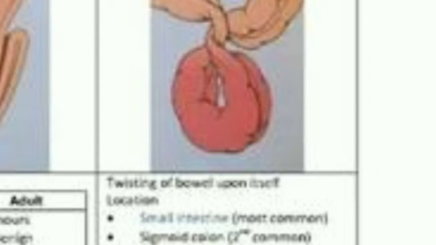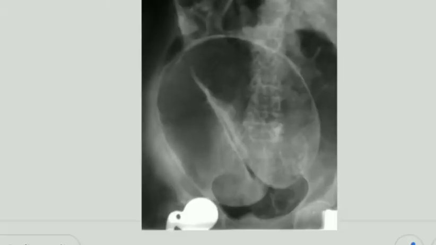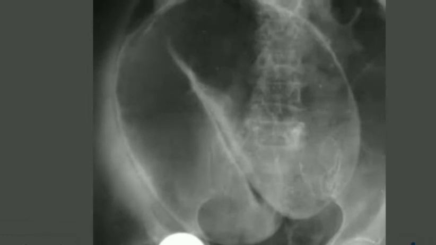Investigation is first a straight X-ray of the abdomen, which shows a huge distended colonic shadow practically filling the left half of the abdomen, looking like a motor tire. So that is the straight X-ray of the abdomen. There is a typical sign, that is the coffee bean sign.